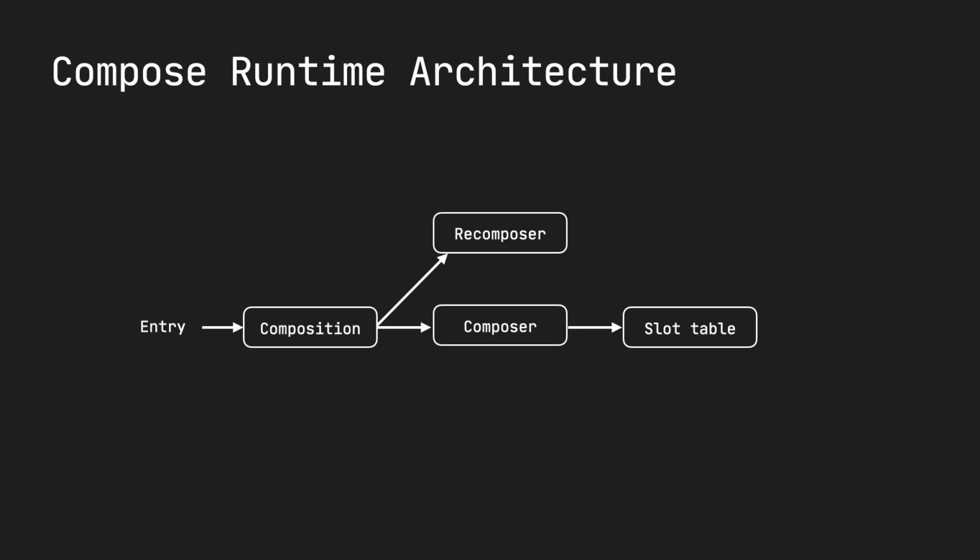If you take a step back and look at the components in the architecture that are in play as these goals are accomplished, we have the composition object, which is orchestrating everything. That's interacting with the composer, and the composer is telling the slot table, hey, I want to create these groups. We also have the recomposer listening to any invalidations. So let's look at each one of these components.